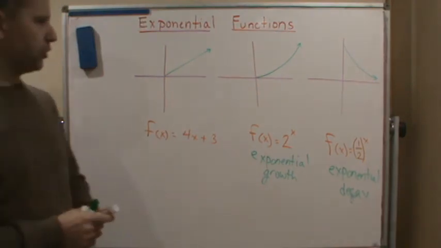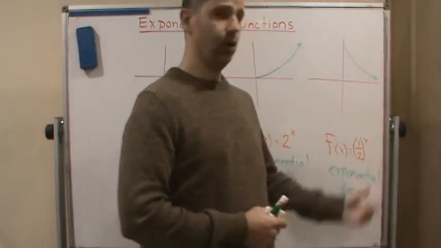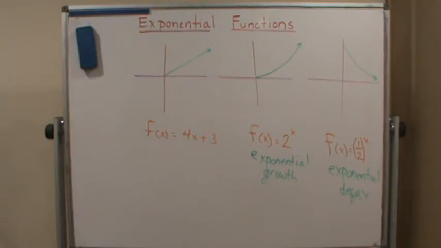So, exponential growth will look something like this. Exponential decay will look something like that.